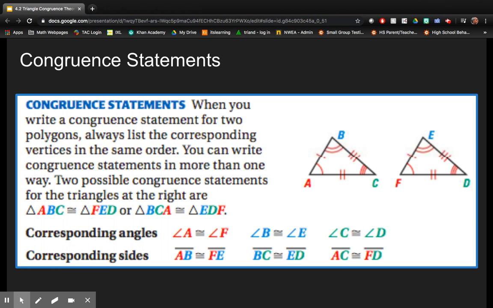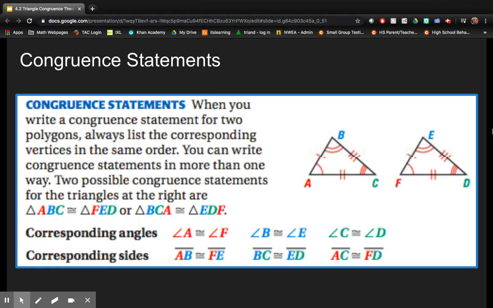Let's look at these congruent statements. When you write a congruent statement for two polygons, you always want to list corresponding vertices in the same order. You can write congruent statements in more than one way. Two possible congruent statements for the triangles would be triangle ABC is congruent to triangle FED.